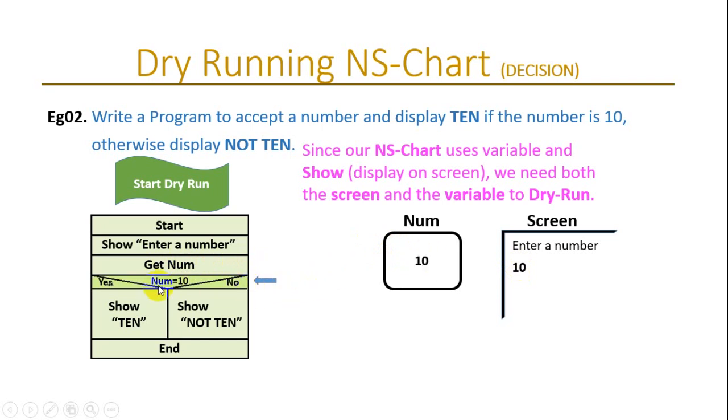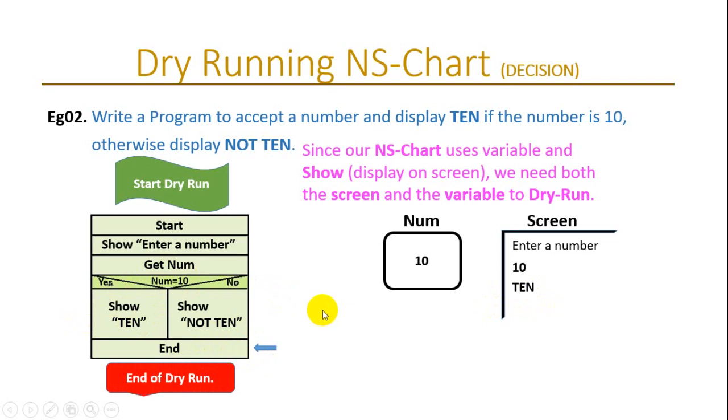Then you go to the next line. Here you compare: num equals 10. Yes, num is 10 because the user entered 10. So if it is true, you have to go through the yes side. When you go through the yes side, it says show 10. It will display the word 10 and come to the end. Next line, finish. End of the dry run.